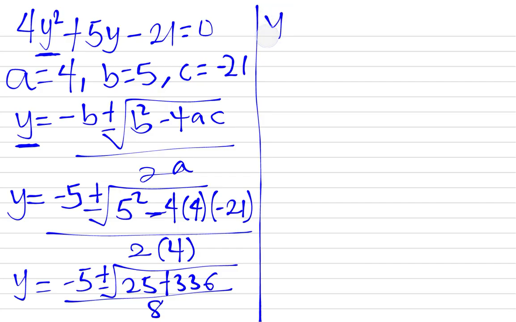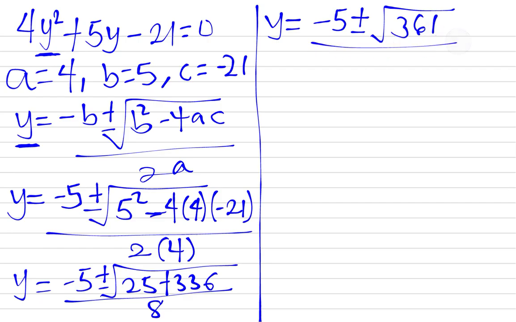So I will now have y equals minus 5 plus or minus square root of 336 plus 25, which gives us 361, all over 8. That will now become y equals minus 5 plus or minus, I'm sorry, the square root of 361. The square root of 361 is 19, all over 8.